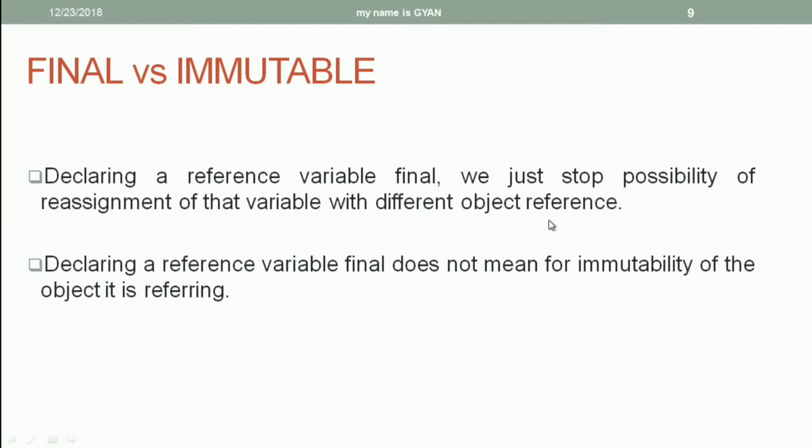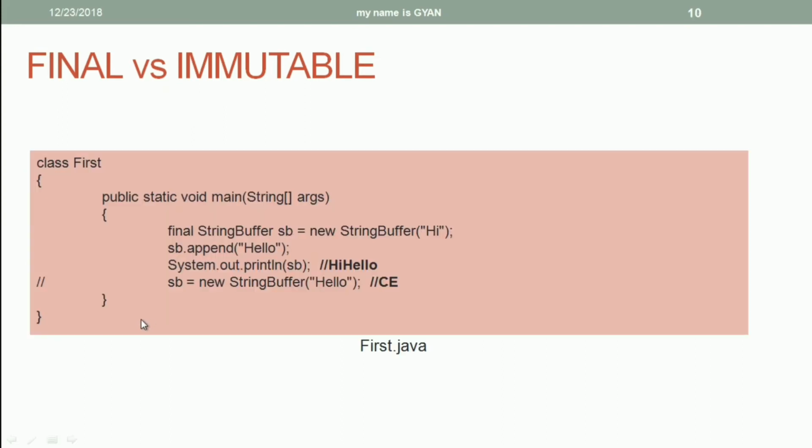But it does not mean that the object a reference variable is pointing to cannot be changed. The object can change, but the reference variable cannot change if it's final. Declaring a reference variable final does not mean immutability of the object it is referring to. Here in this case, we are creating a new StringBuffer object which contains hi. The StringBuffer object is not an immutable class. So we can change the content of a StringBuffer object.